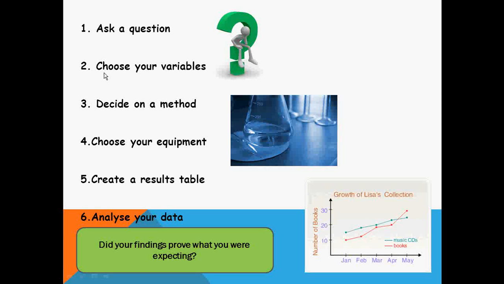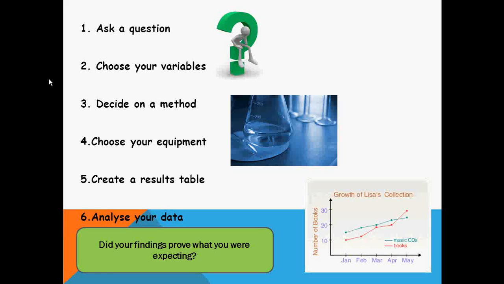Number 2, we need to choose a few variables, and we'll go on to discuss these shortly. Number 3, we need to decide on a method, a detailed method. What are we going to use when? How much of it are we going to use? How long do we time the experiment for? And such things like that.